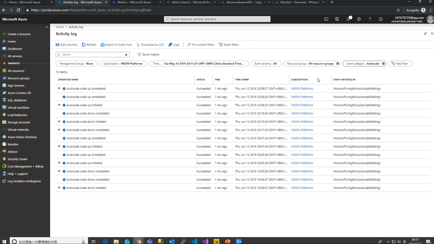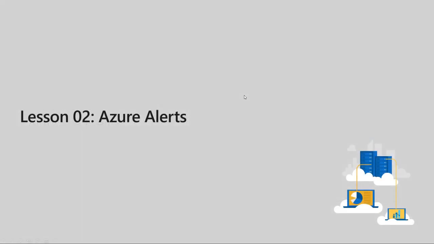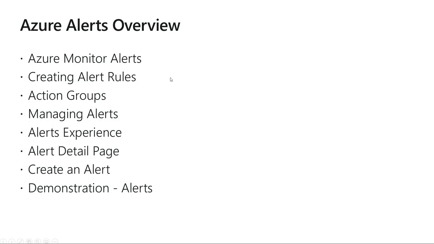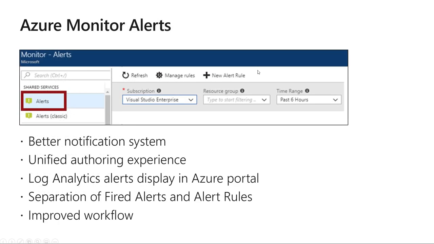So there you go, that's how you can filter all your activity log. Sorry, I lost my word there. Right. Now let's go to the Azure alerts. We're gonna do this 1, 2, 3, 4, 5, 6, 7, 8. So create alert, detail page, experience, alerts group, alert rules, monitoring alerts.